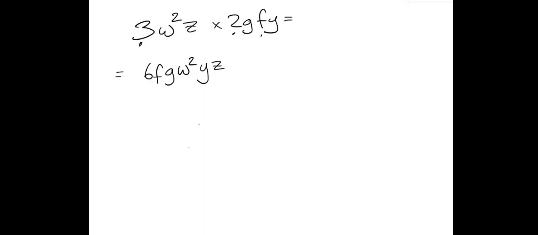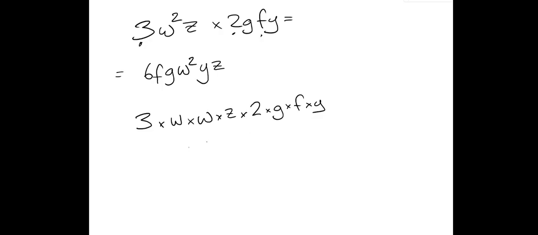I guess while we're at it, we might as well have a look at how we would do it sort of longhand if we were to do it. So 3w squared z is equal to 3 times w times w, that's what the squared bit means, times z, times 2 times g times f times y.